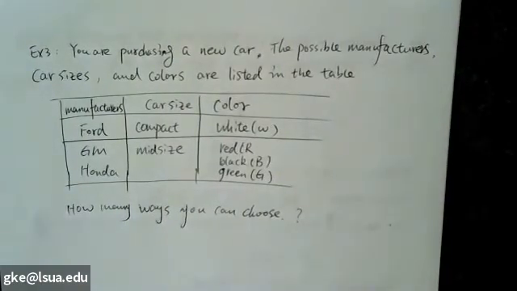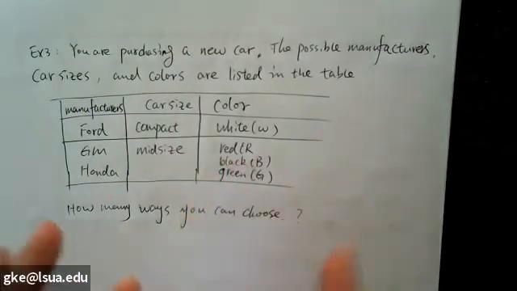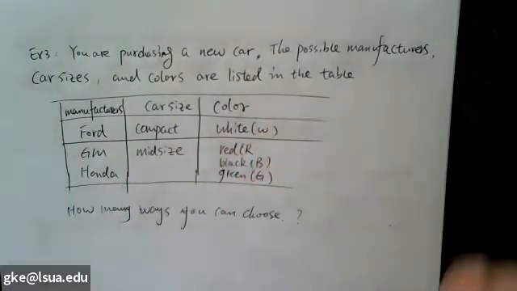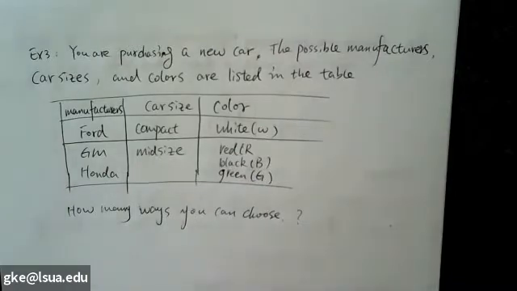Okay, try these problems for me. So if I give you this table that includes the manufacturers, car size, color, right? So you're gonna have these multiple choices. So now I want you guys to calculate how many choices, okay?